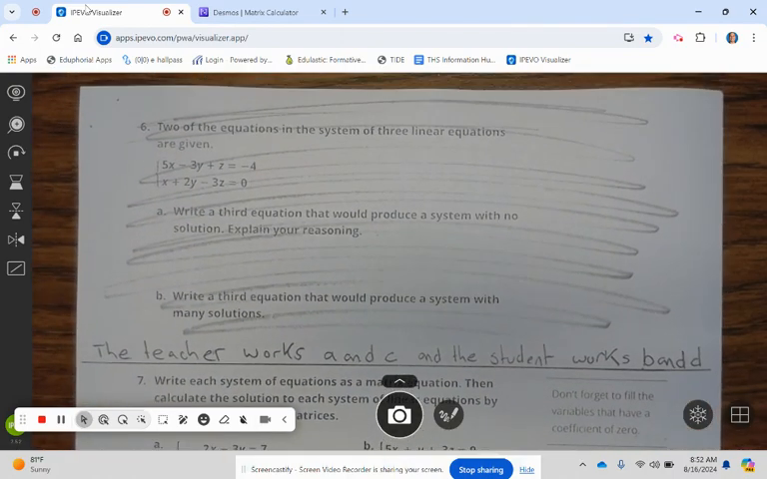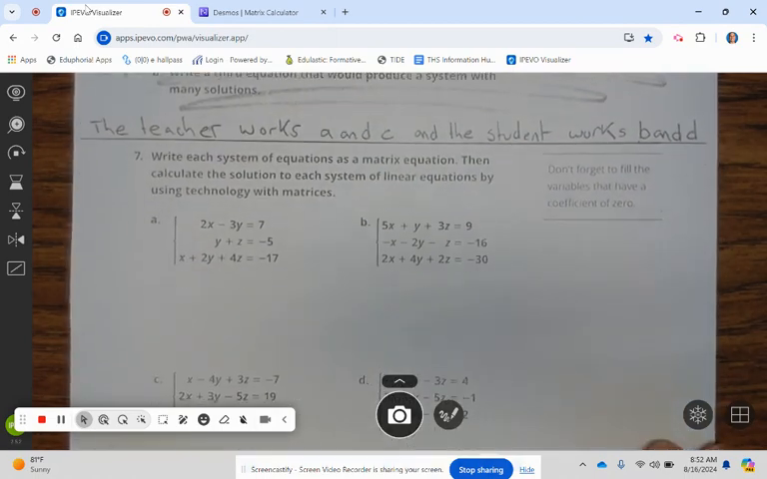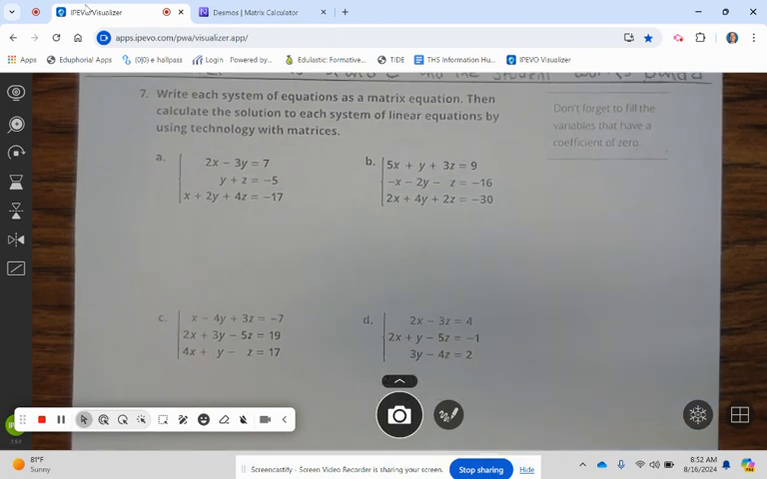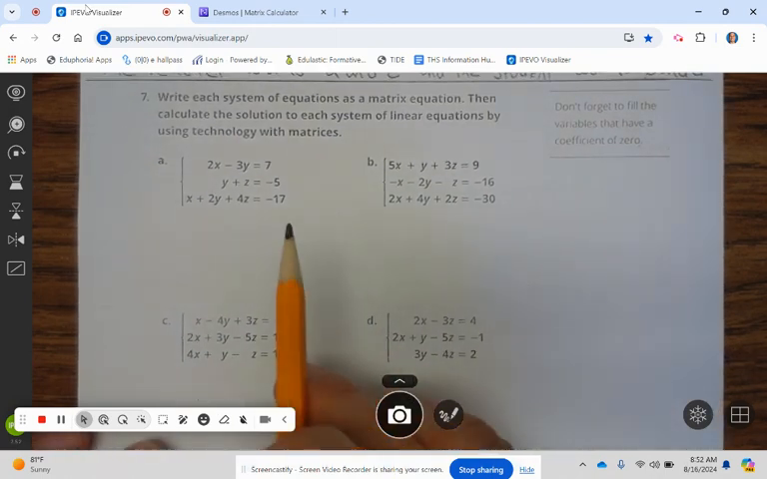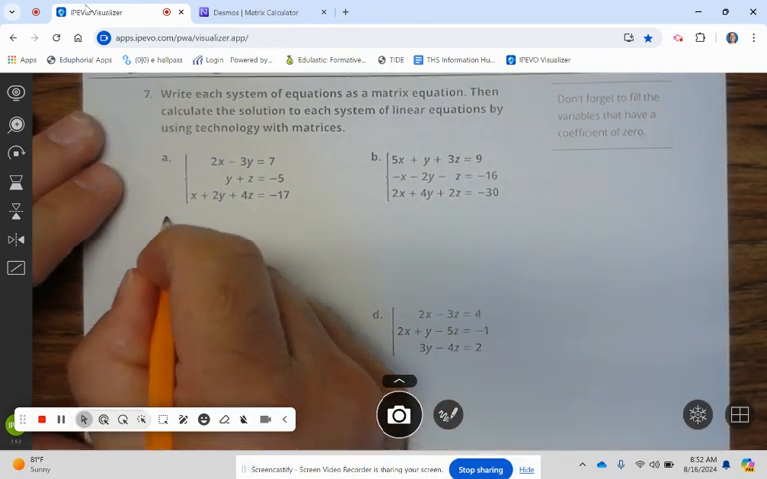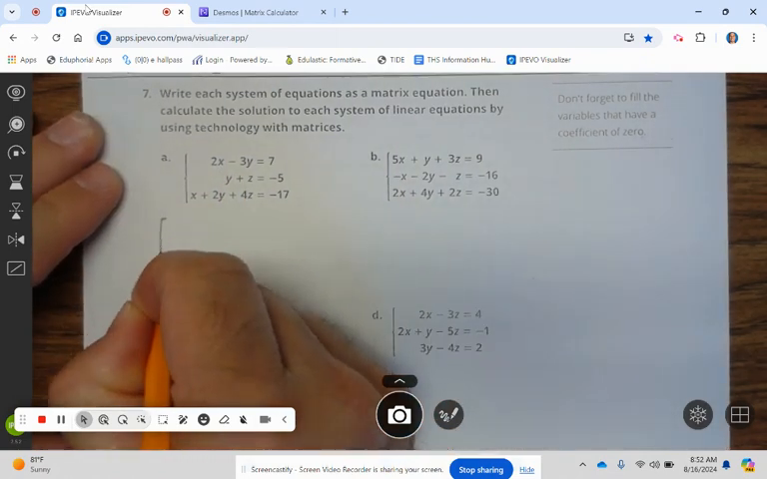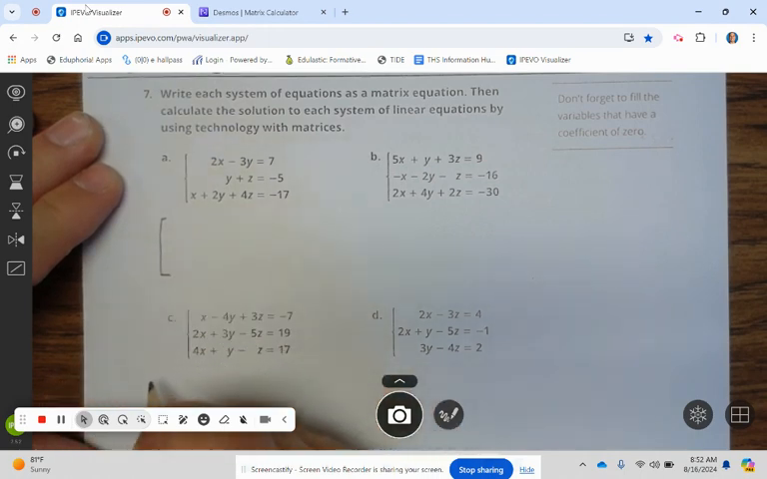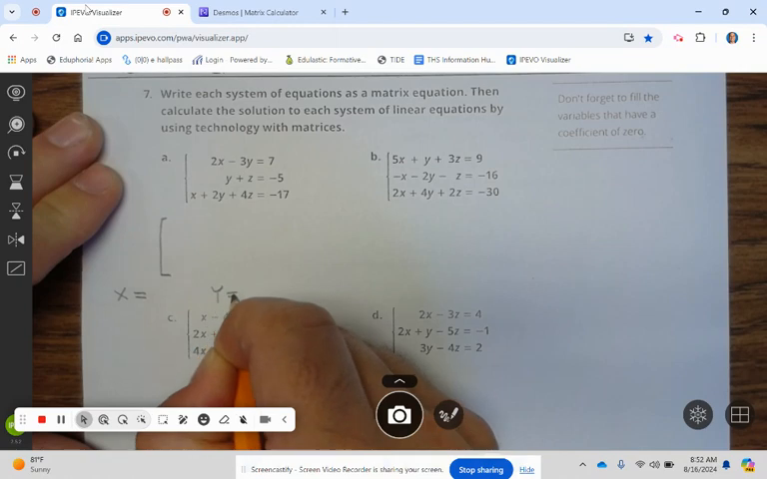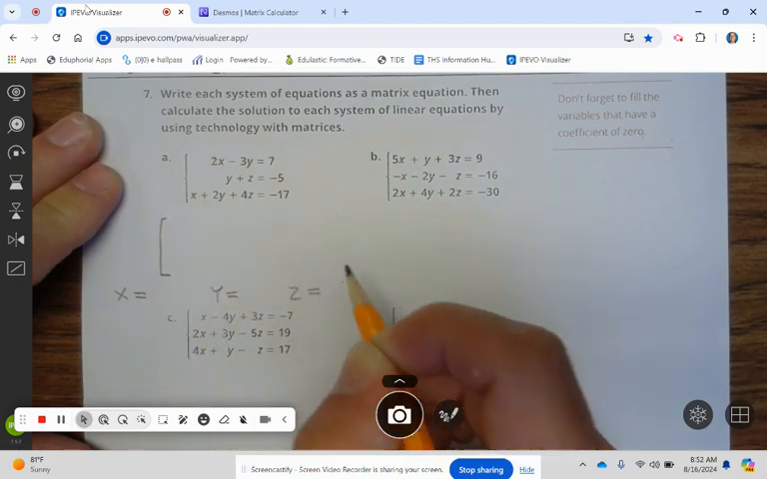All right, go ahead and mark out 6A and B. The teacher works A and C, and the student works B and D. Okay, so let's take a look. Now, we need to convert this to a matrix. Go write that down to remind ourselves we need to find x, y, and z.